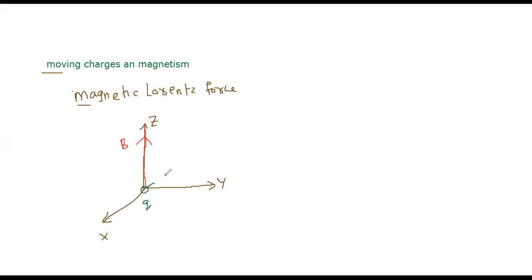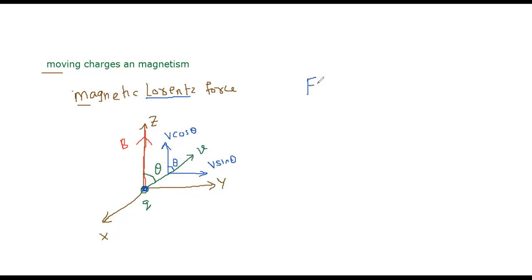The charged particle is moving with velocity v. It makes an angle theta with respect to the magnetic field. So the charged particle moves in the yz plane, making angle theta. If v is resolved into two components like this, this angle is theta. Then what is this? V cos theta. And what is this? V sin theta.